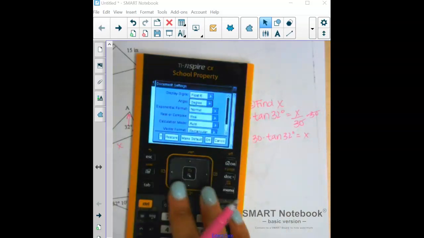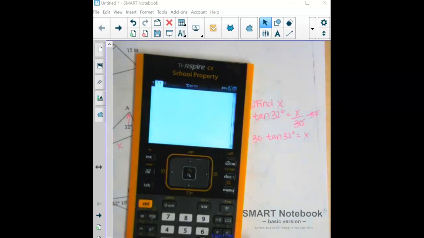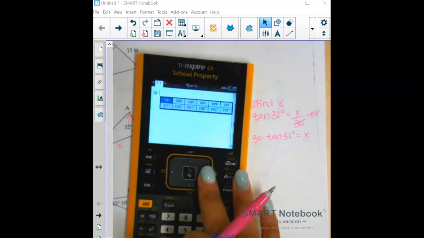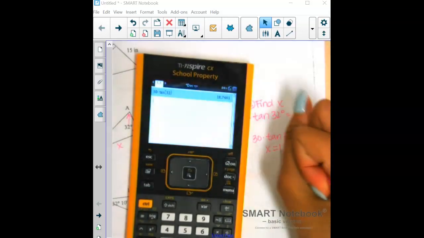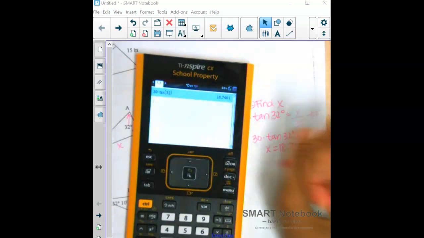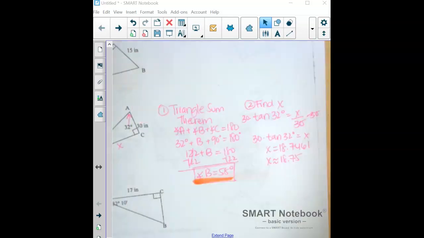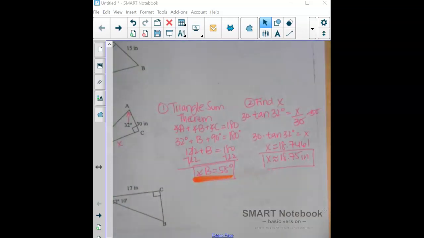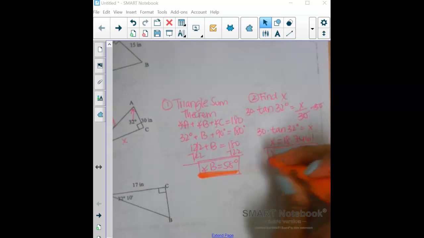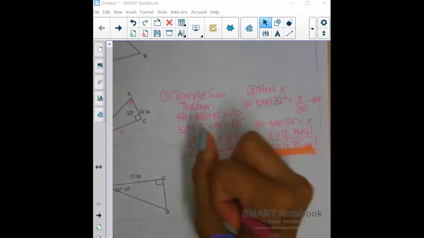So we're going to put this in degree mode. I'm going to tab all the way down. And I'm going to type in 30 times the tangent of 32 degrees. So x is going to be equal to 18.7461, which is about 18.75 inches. Don't forget your units, guys. There are plenty of ways to solve this. Just pick one method and then solve.